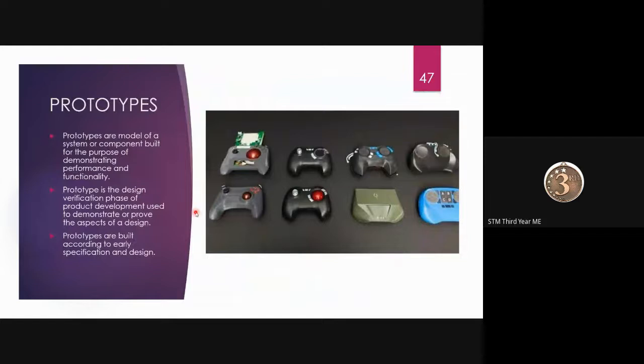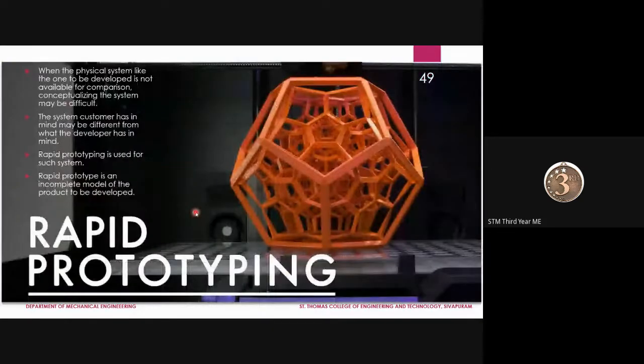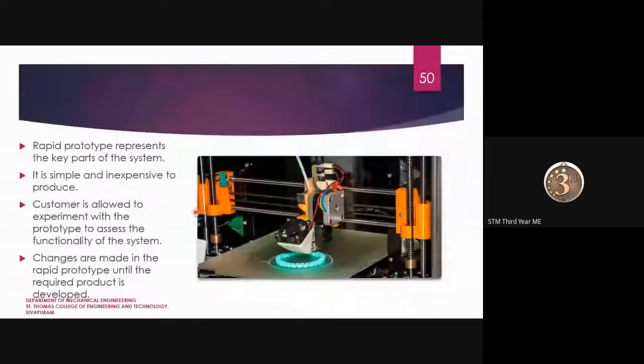So earlier I mentioned the prototypes and all the prototypes that are being built. You can just look at this. This is not that important. Just for information purposes, you can study it.